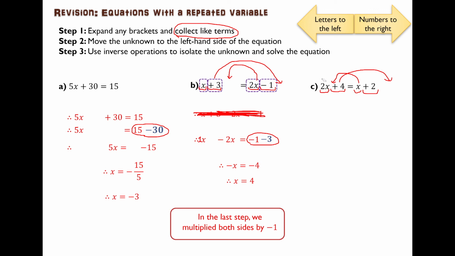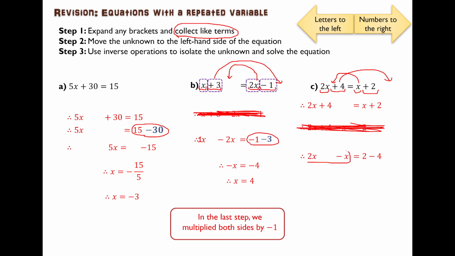So the 2x will stay where it is. I'm just going to, again, skip this step. The 2x will stay where it is. The plus 4 will move to the other side where it becomes negative 4. The x will move from this side to the left-hand side where it was positive x, so now it would be negative x. And the 2 is staying where it is.